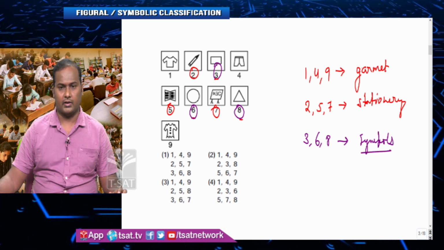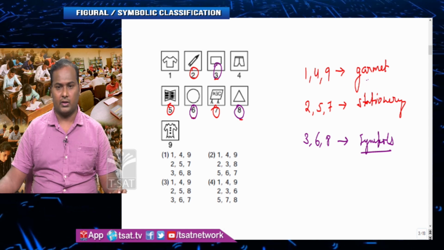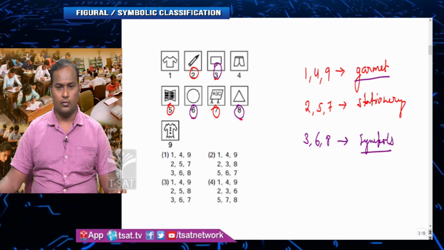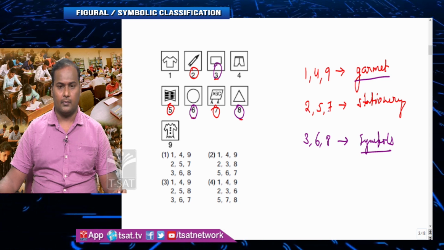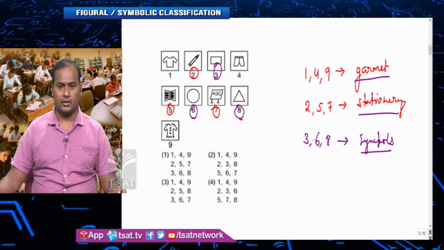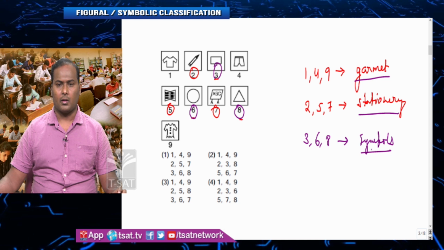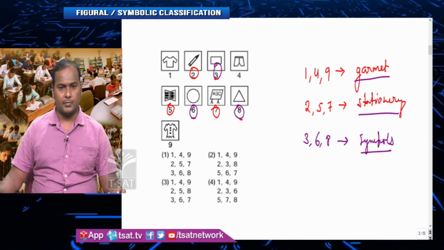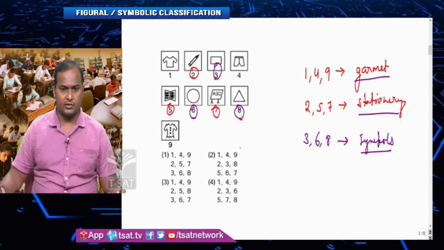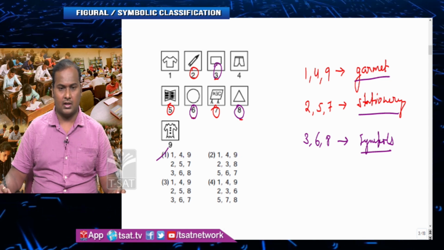So this is the classification. 1, 4, 9 is classified based upon the character of garment. 2, 5, 7 are grouped based upon the character of stationery, and 3, 6, 8 are grouped based upon the characters of symbols of geometry. So let's check the options. Option 1 is the answer.